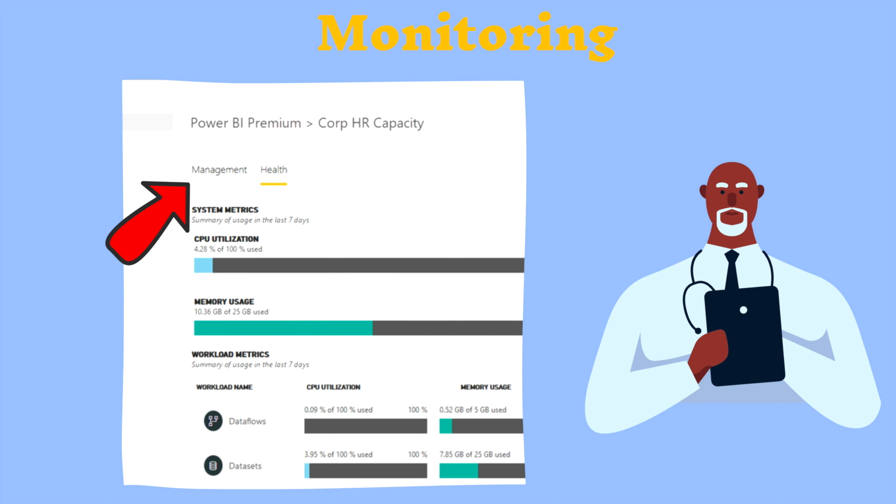Now you can monitor their health. Over here you will get different statistics like system metrics, CPU utilization, memory usage, and so on. Based on that you can decide what you want to do further. It is automatically managed by Power BI, but you can also assign more capacity to any of the metrics if you want.